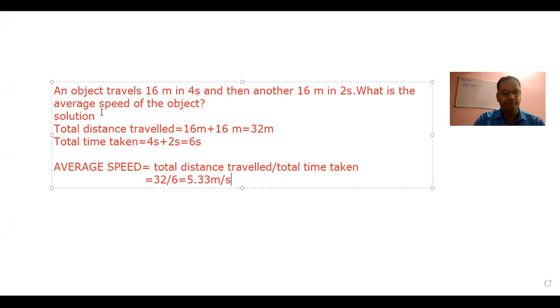And for the solution of this, first we have to calculate the total distance traveled, and then we have to calculate the total time taken. So total distance, definitely it is 16 plus 16 meter, that equals 32 meter, and time is 6 seconds. So the average speed, total distance divided by total time, that is 32 divided by 6, that makes 5.33. Is it clear to all?